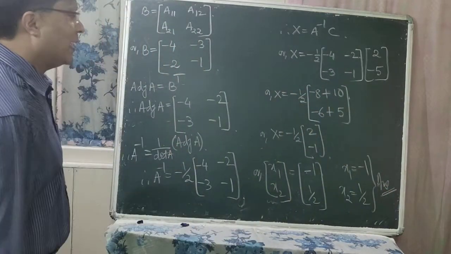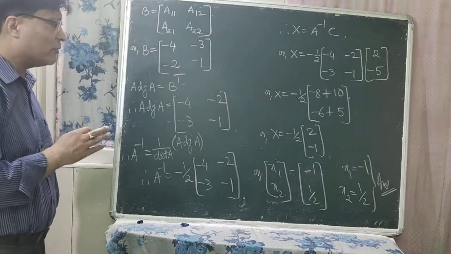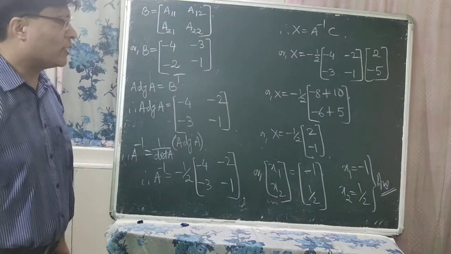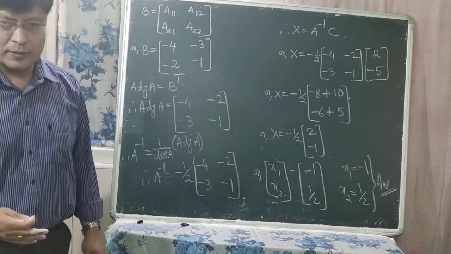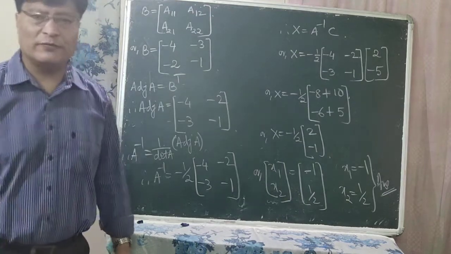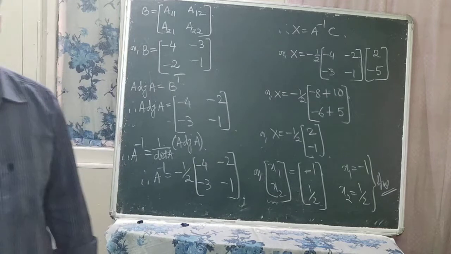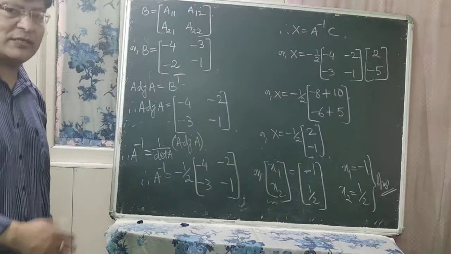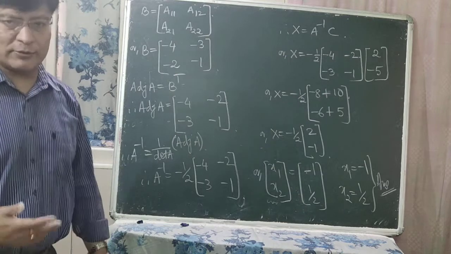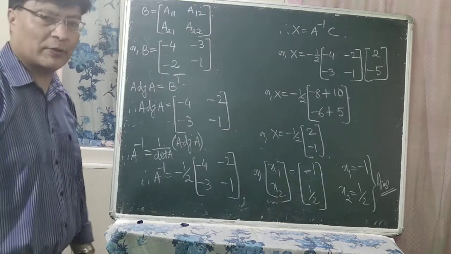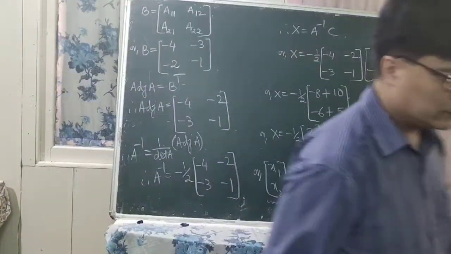So this is your answer. That means, what are the values of the unknown quantities? x1 is equal to minus 1 and x2 is equal to 1 upon 2. So this is how to solve given system of equations with the help of matrix inversion method. Is that clear? So you can pause the video and you can copy it. We'll do the next question now.